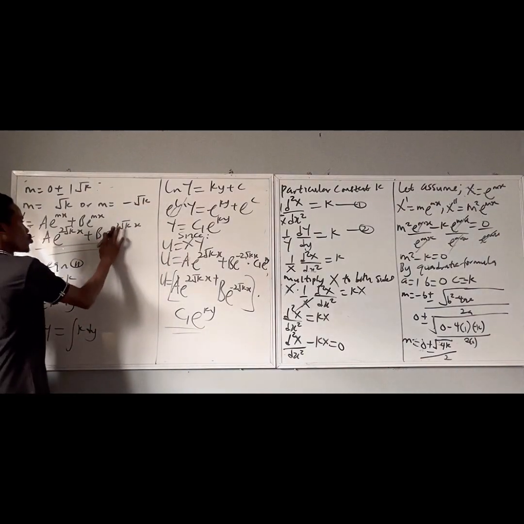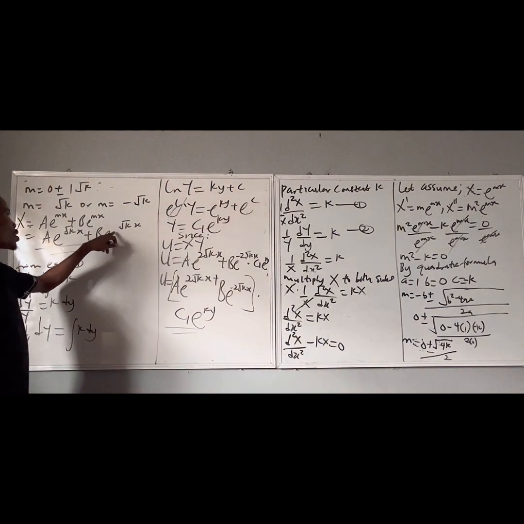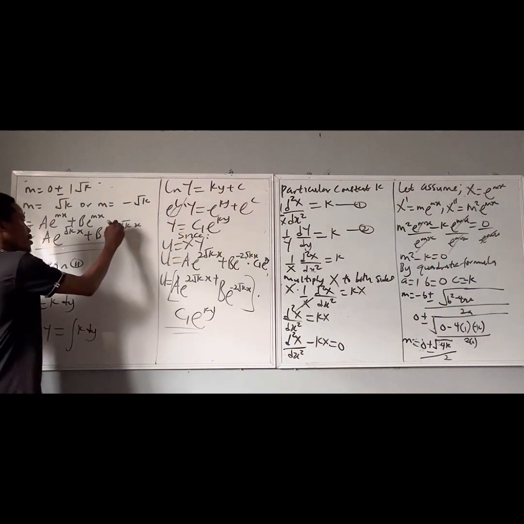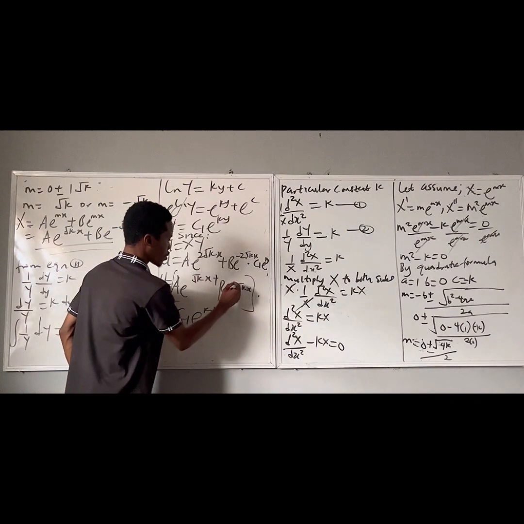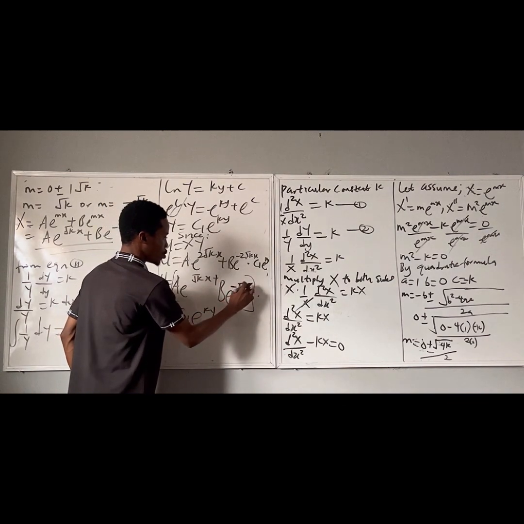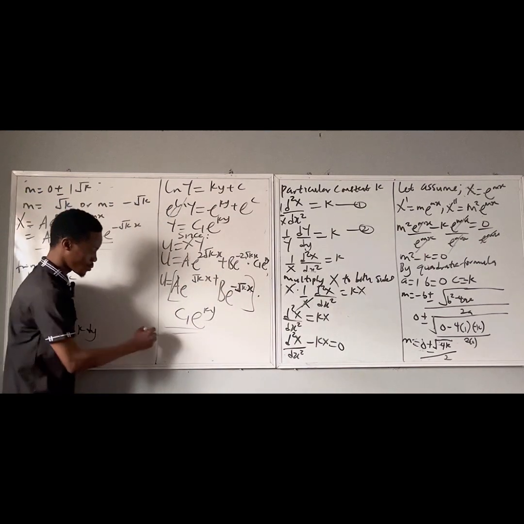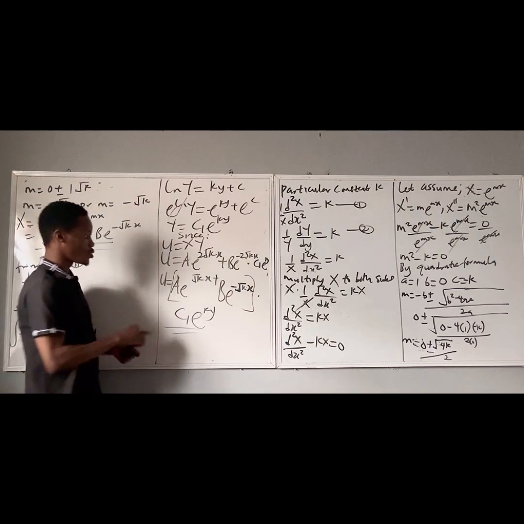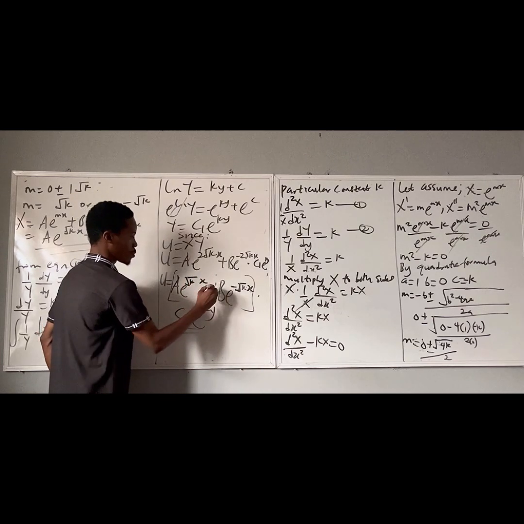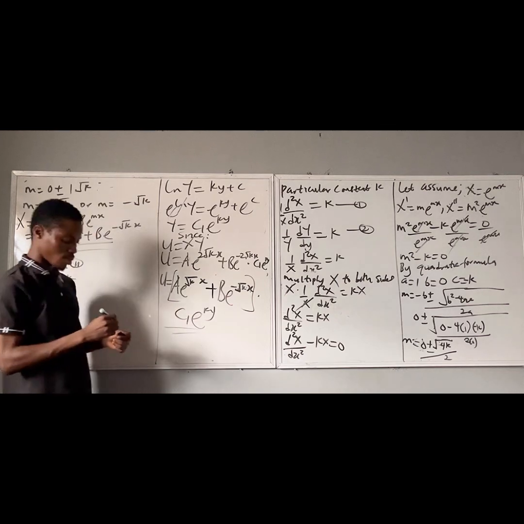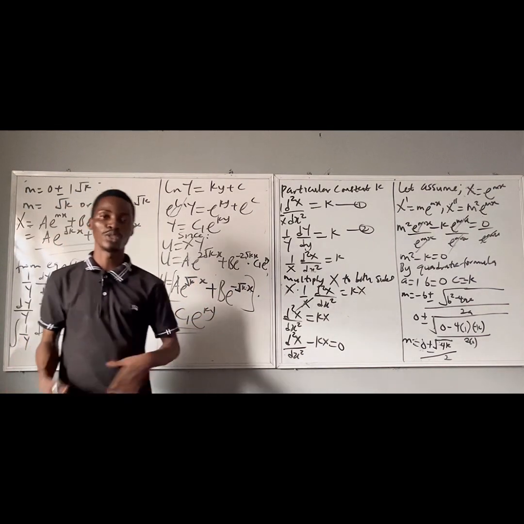So it means it's minus root k, not 2. So a exponential root kx plus b exponential minus root kx. Then my answer is, so this root is affecting only k. So it means my general solution for this is a exponential root kx plus b exponential minus root kx, multiplied by C exponential ky. So this is the solution to the PDE given.